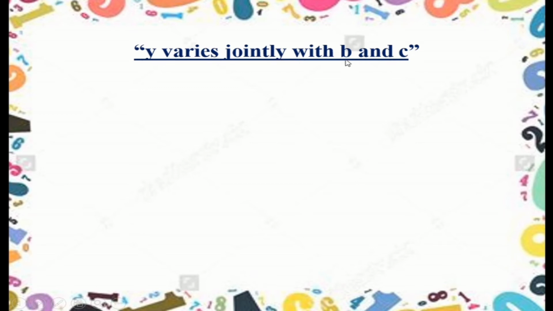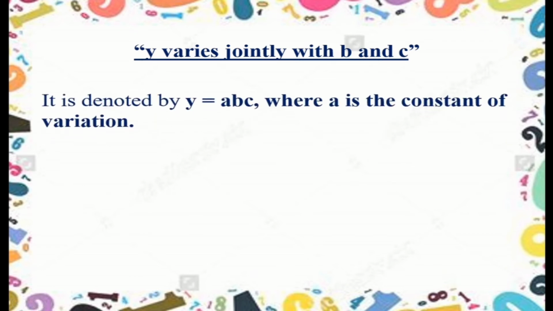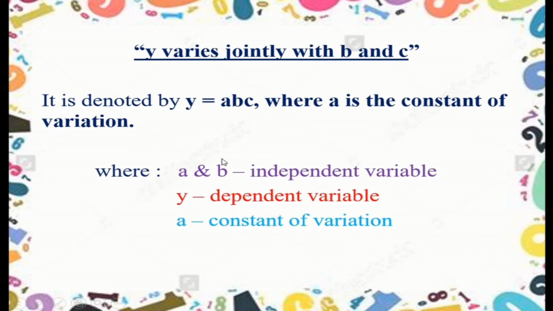So, it is denoted by the formula y is equal to abc, where a is the constant of variation. Hindi nawawala si constant of variation. So, b and c are independent variables. Ito yung katumbas ni x, pero dalawang variables na. And the y is the dependent variable and constant of variation si a.